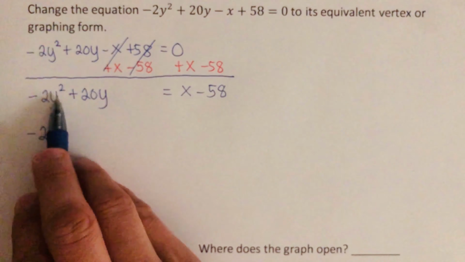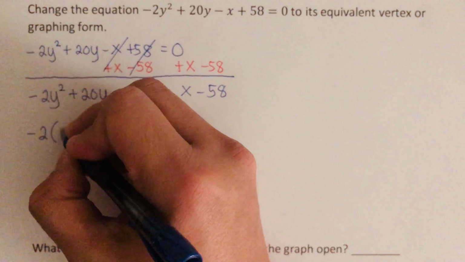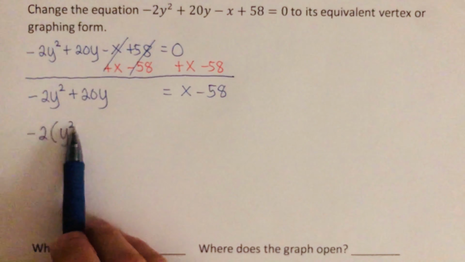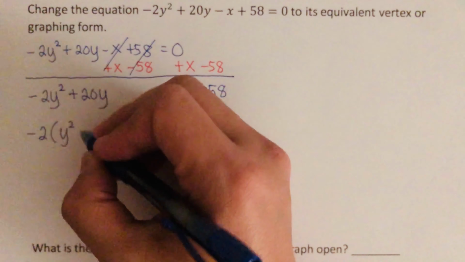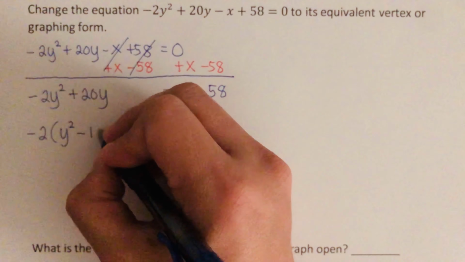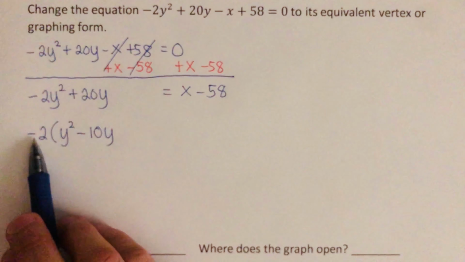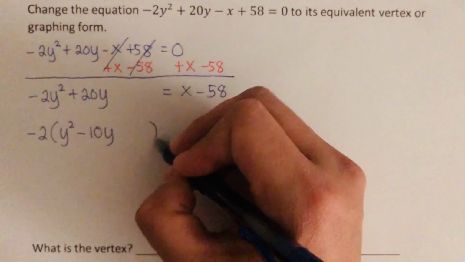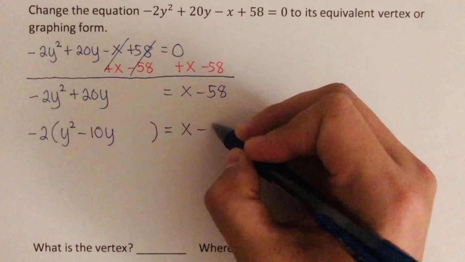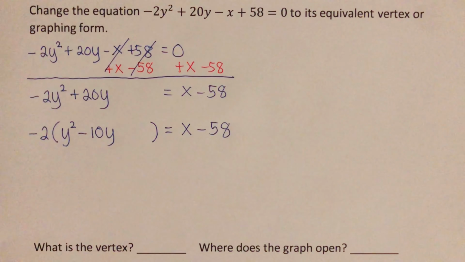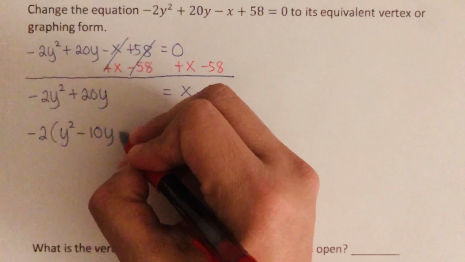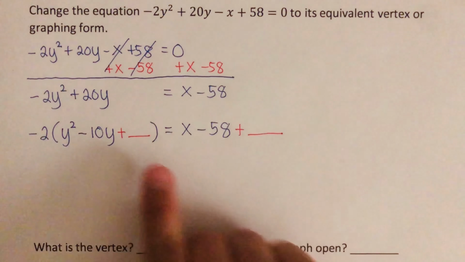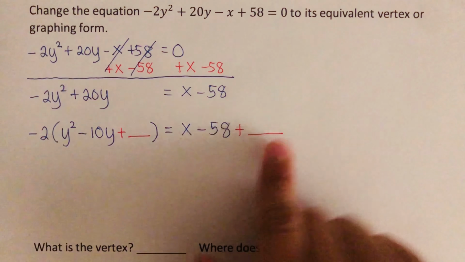So -2, so I can have -2y squared. So I'm going to put here y squared, so that if I do the distributive here, that would be -2 times y squared is -2y squared. And then from here, I'm going to have a -10y, because if I multiply these two, so -2 times -10 is a positive 20y, and that is equal to x minus 58. So then we're gonna add blank to both sides here. So I'm gonna add plus blank and plus blank here. So if I add blank on one side, I add on the other side too, so to make them even.